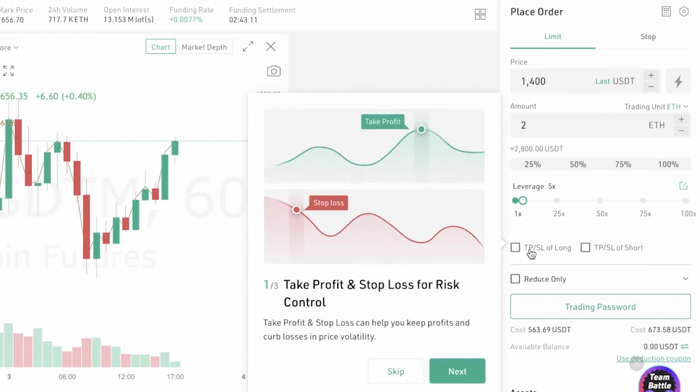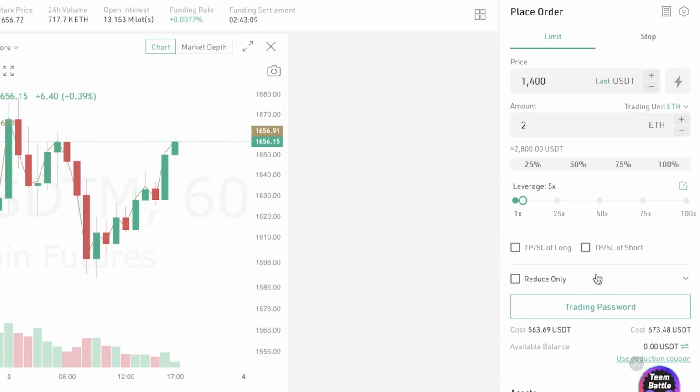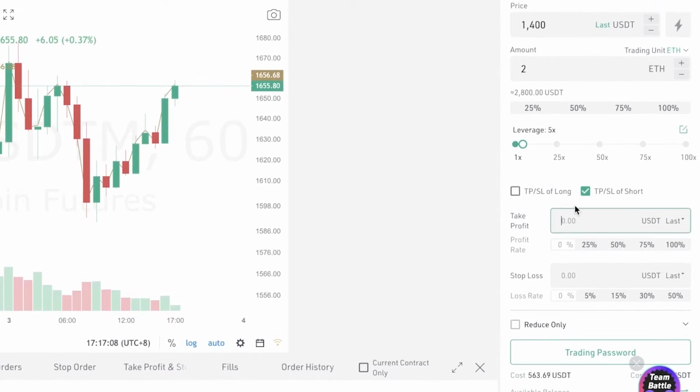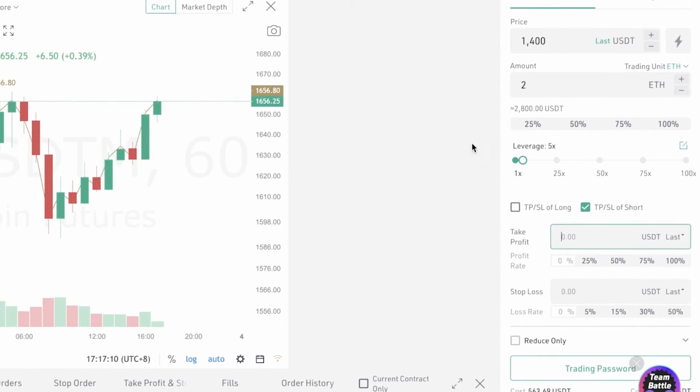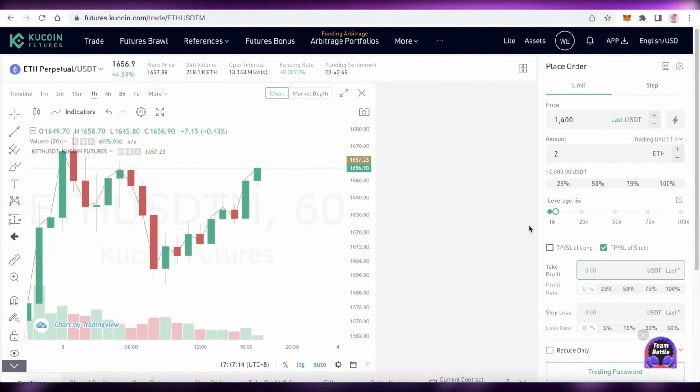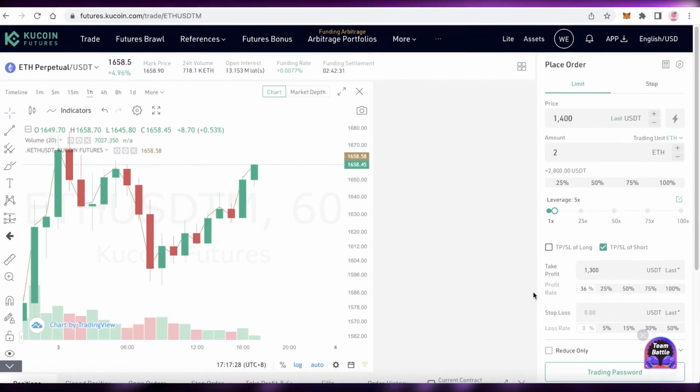So then you also have take profit and stop loss for your control. This is where you're going to decide if you're shorting this or longing this. Shorting means that I expect the price to go down, and longing means that you expect the price to go up. So I expect the price to go down, and you're going to click on take profit, stop loss of short, and then you're going to click on take profit. Let's say that you think that the price is going to fall down to 1,400, but you want to begin taking profit at 1,550. So you're going to click on take profit at 1,550 over here.